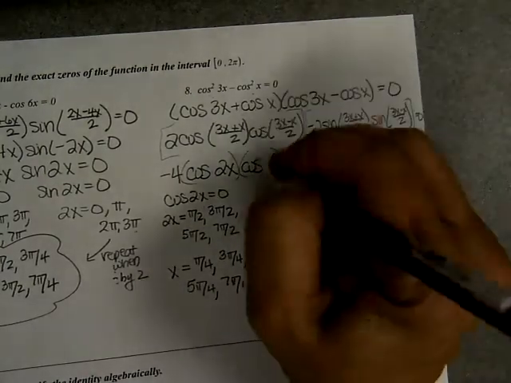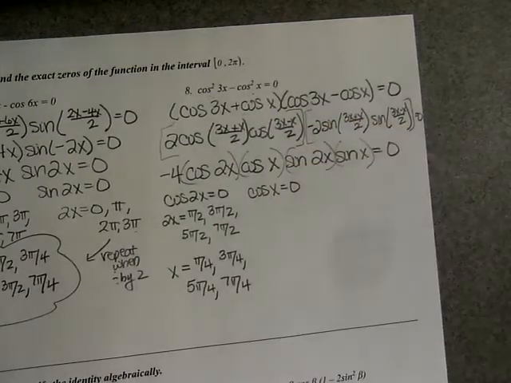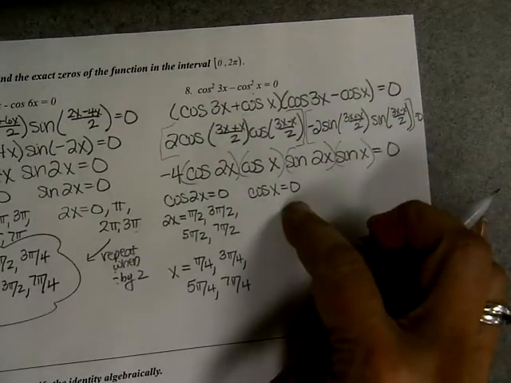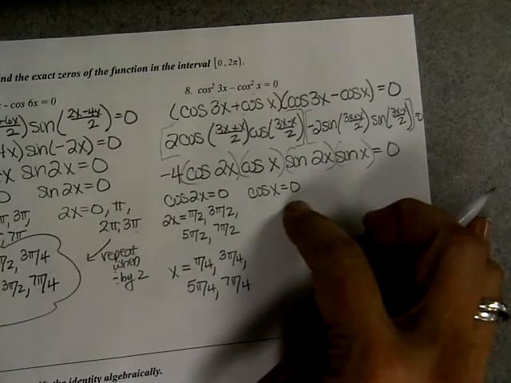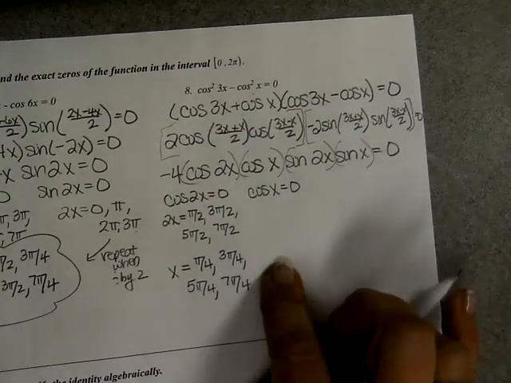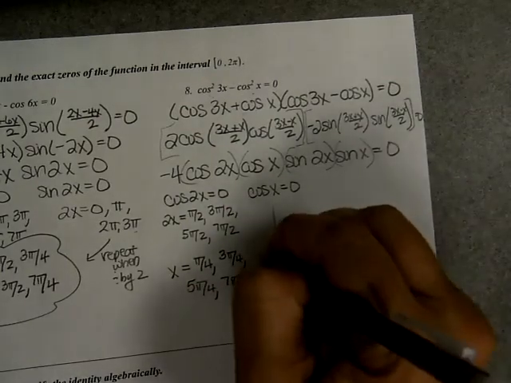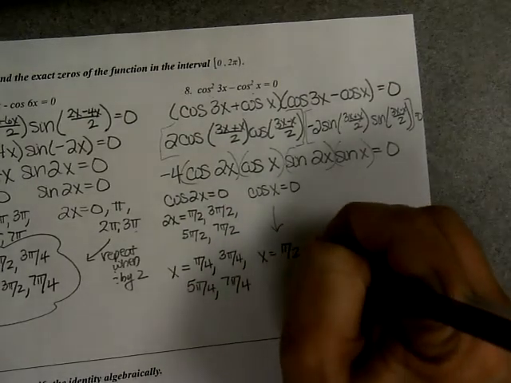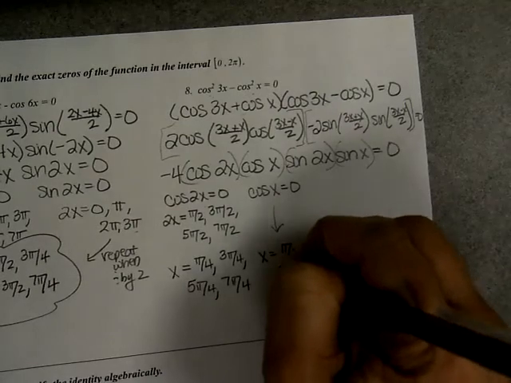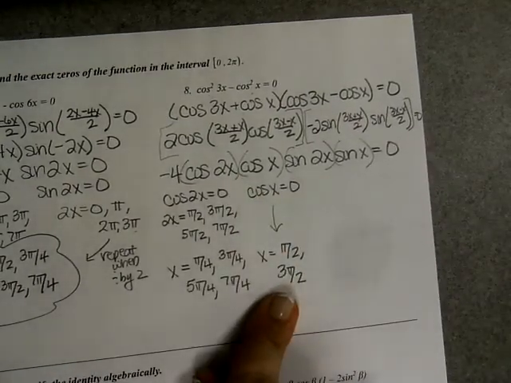But we have a couple more factors. We also want to know when cosine of x is 0. So we know that that's true at pi over 2 and 3 pi over 2. Notice that doesn't repeat any of these. So I'm going to write those down here too, that we have pi over 2 and 3 pi over 2 that are also possibilities because of this cosine of x equal to 0.